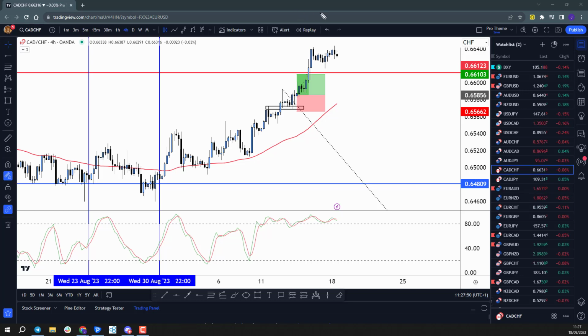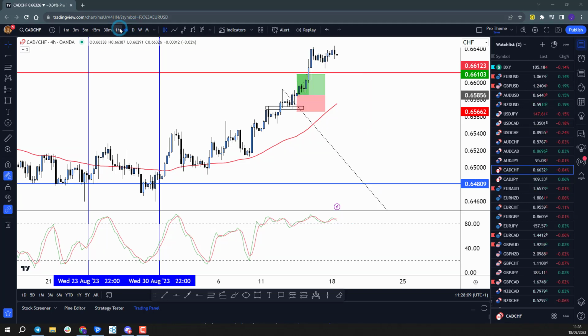I want a pullback though. I want a pullback. Obviously, this was ideal last week. I want to see something similar. Bit of a pullback, maybe a retest of 0.66, maybe a bit of a pull down here on the stochastic and move back towards the upside of it, and then I can look for something there.